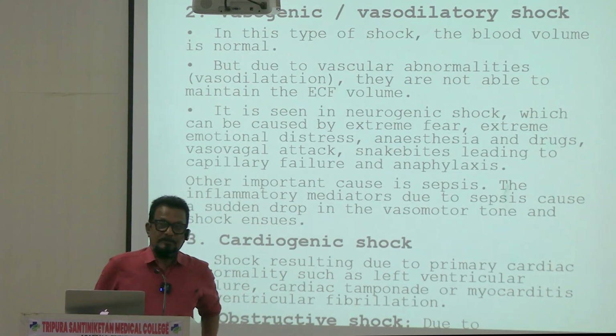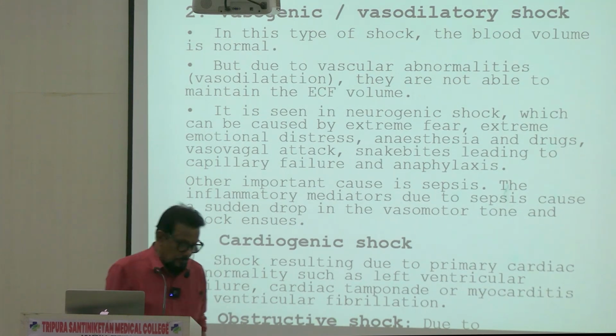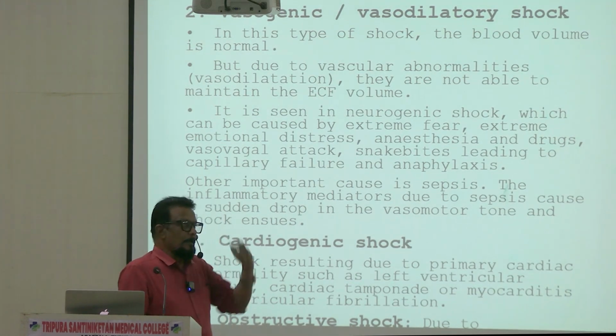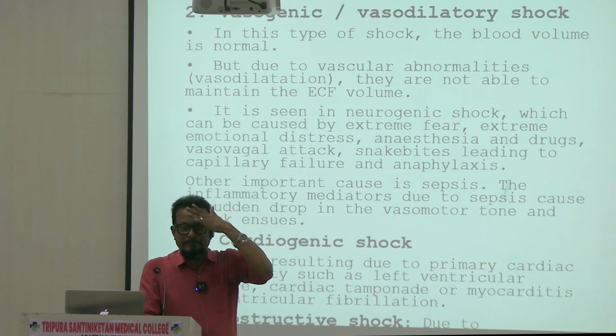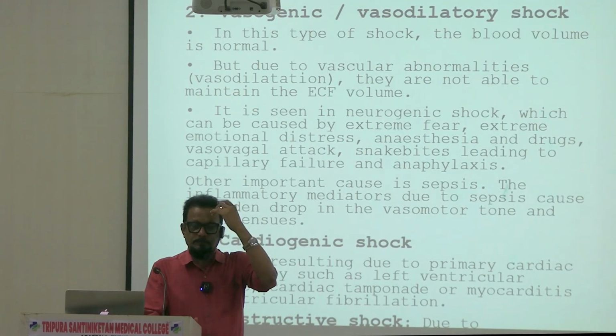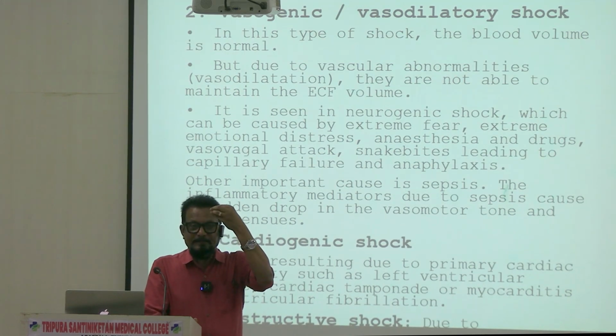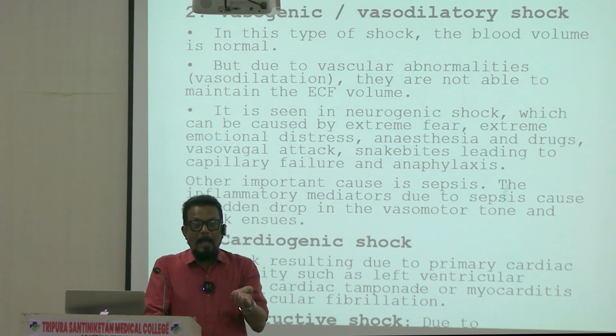It is an emotional condition. What happens in vasovagal attack? This emotion is developed in the brain, the cerebral cortex. So in this condition, the cerebral cortex stimulates the hypothalamus.